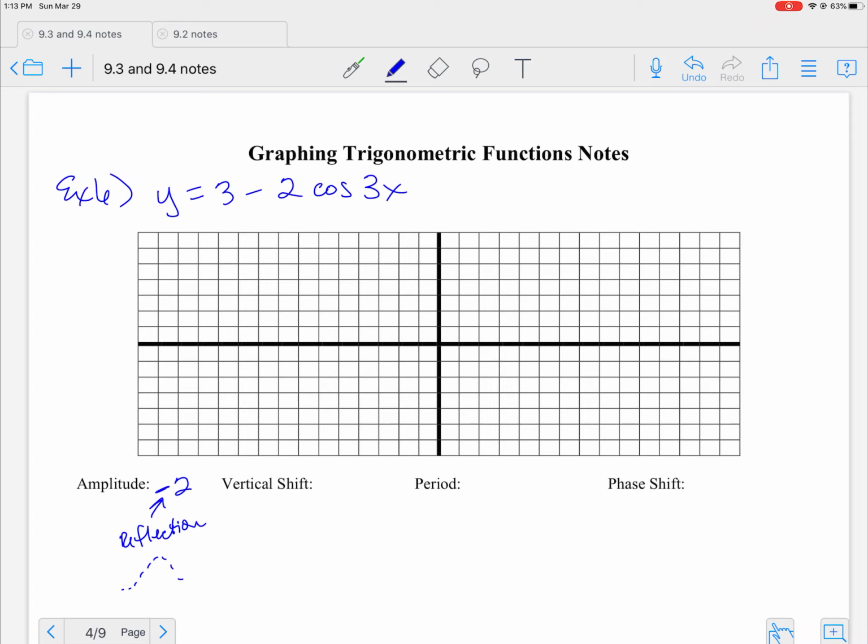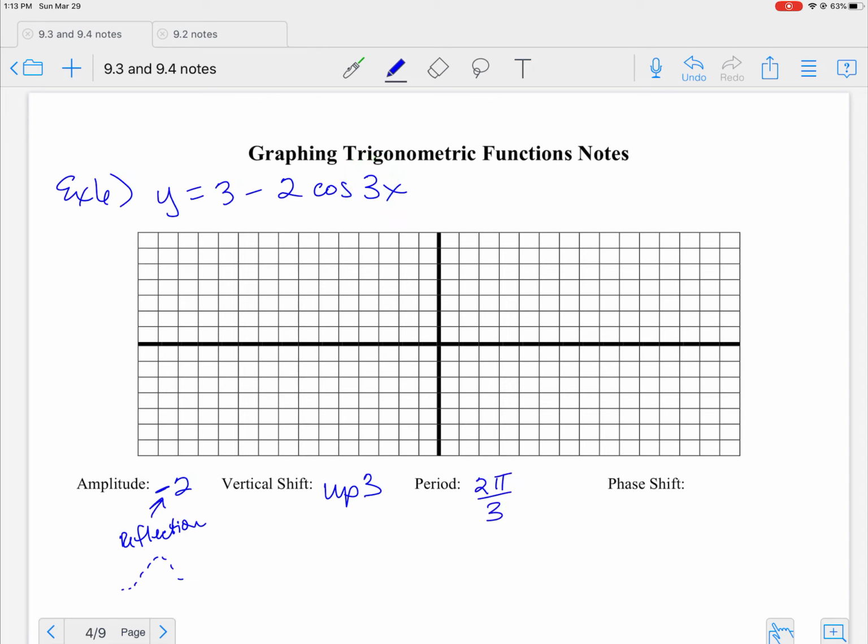Because this is cosine, and cosine typically starts up at +1, what does that mean now? It's going to start down. Good. So for cosine, I'm starting down and then going up, where normally we start up and go down. Okay, good. Now, do I have a vertical shift? Oh, we certainly do. I'm going to go up 3 on this.